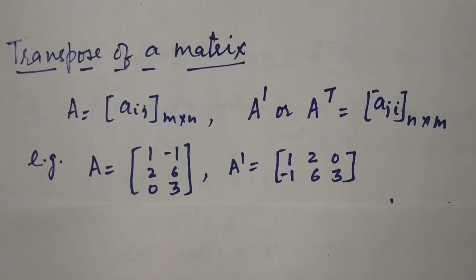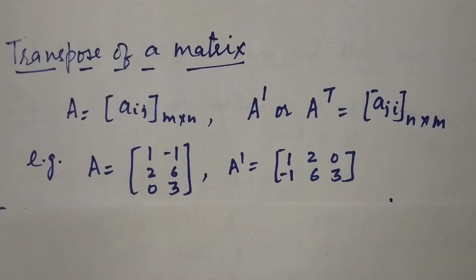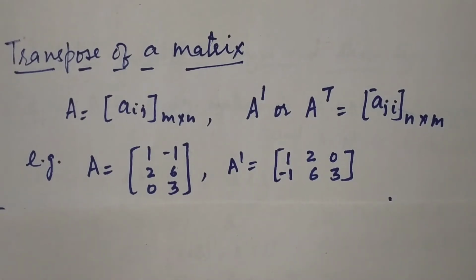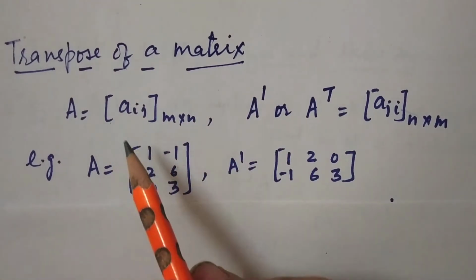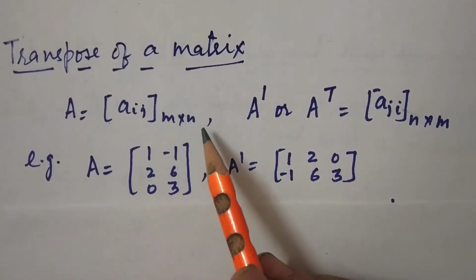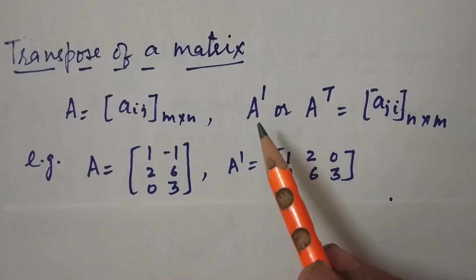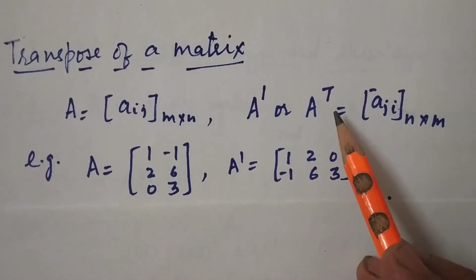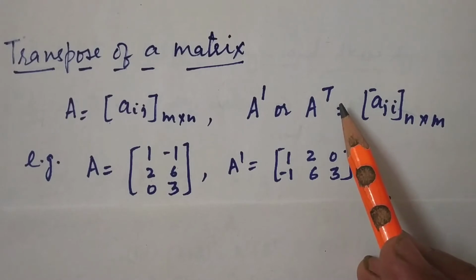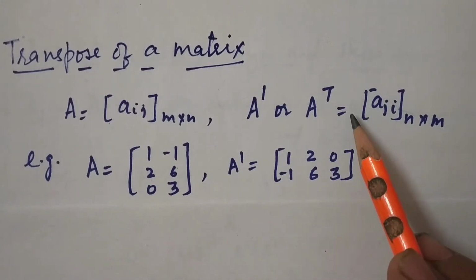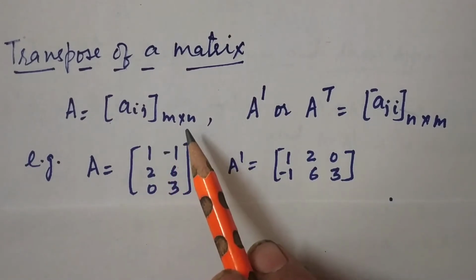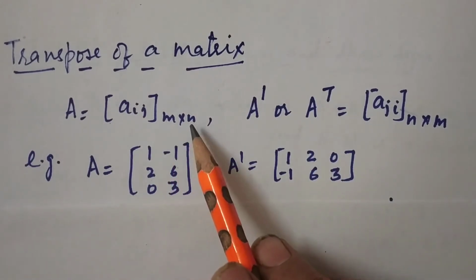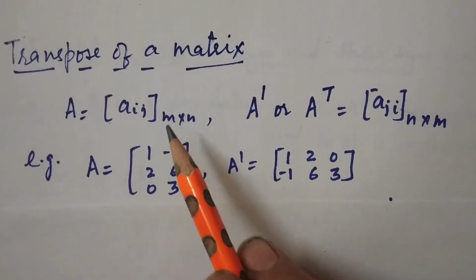Good morning, children. Today we will start transpose of a matrix. What is transpose of a matrix? If A is a matrix of the order m by n, then A dash or A^T is called its transpose, and it is obtained by changing rows into columns and columns into rows.